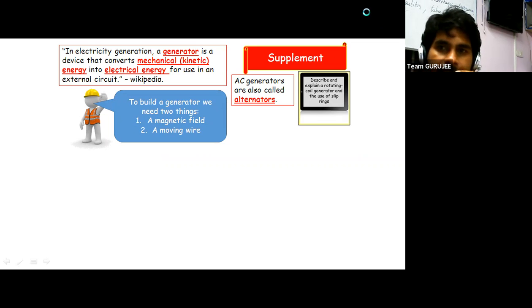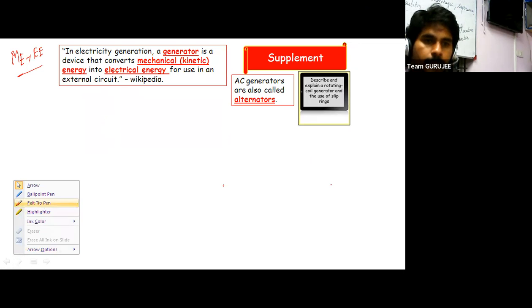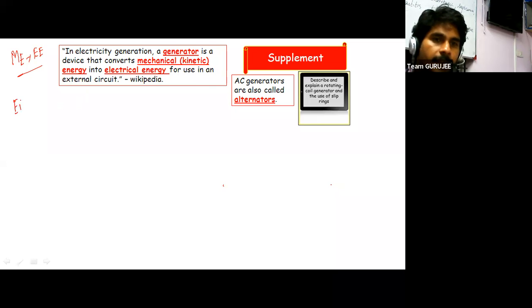An electric generator produces electric current. But an electric motor runs only when we give it electric current. So electrical energy is converted into mechanical energy in a motor. But in a generator, mechanical energy is converted into electrical energy. That is the main idea about the electric motor and the electric generator.